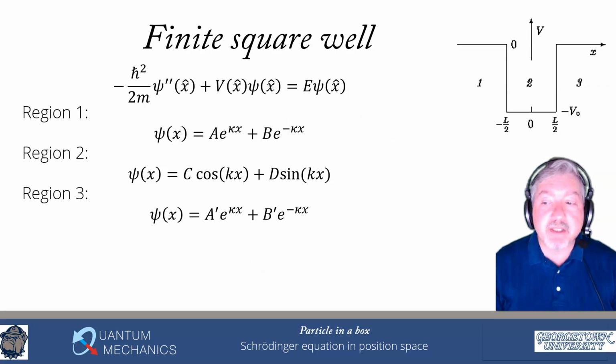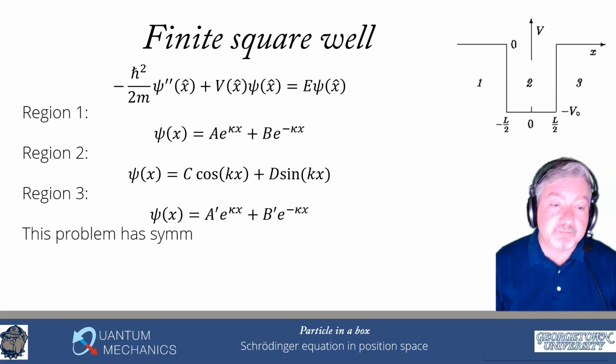So this is just summarizing the three facts that we've learned. We have in region 1, A e to the kappa x plus B e to the minus kappa x. In region 2, I have C cosine kx plus D sine kx. And in region 3, I have A prime e to the kappa x plus B prime e to the minus kappa x, because I don't know that those coefficients are the same in region 1 and region 3. And at the moment, I have 6 coefficients, and I've got to find a way to determine what they are.